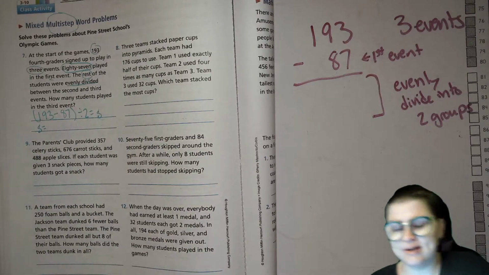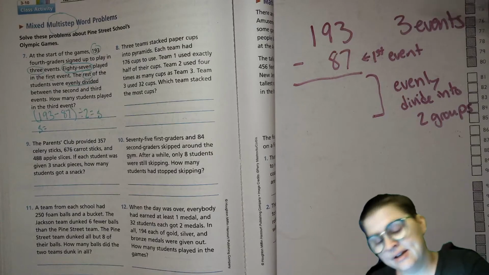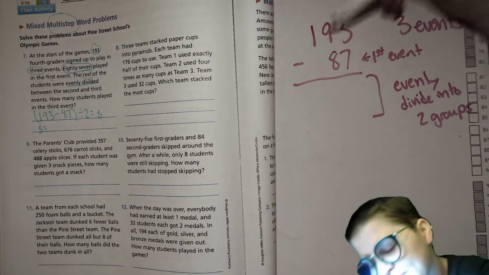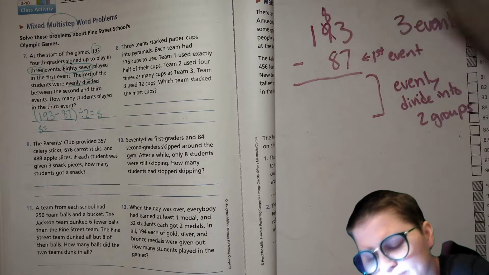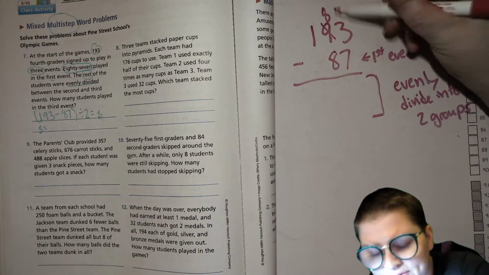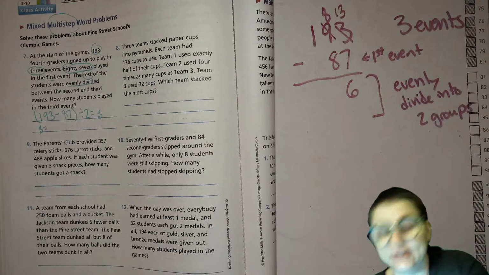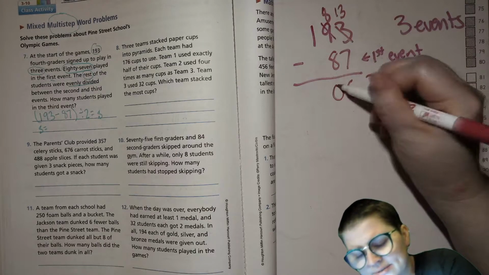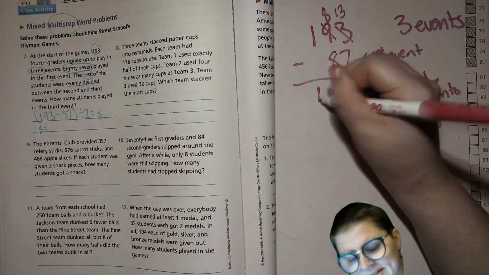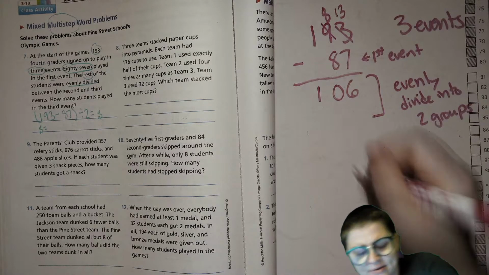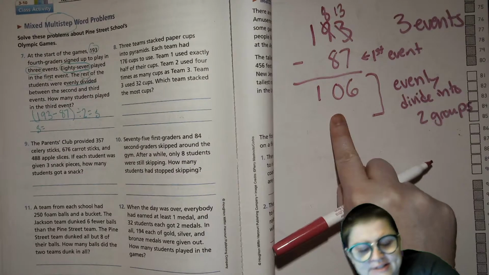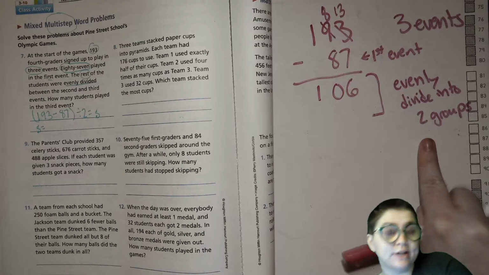Let's go ahead and do it now. 3 minus 7 is not going to work, so we have to ungroup. We'll leave 8 of those 10s over there, and now we have 13 take away 7, which is 6. Good. 8 minus 8 is 0, and 100 minus nothing is 100. So now we're taking this 106 and dividing it by 2, right, into 2 equal groups.